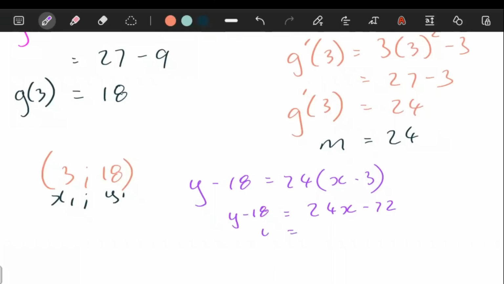Everything on one side. You have 24x here. -72 plus 18. Wait, that -72? Yeah, -72 plus the 18 is giving us a -54.